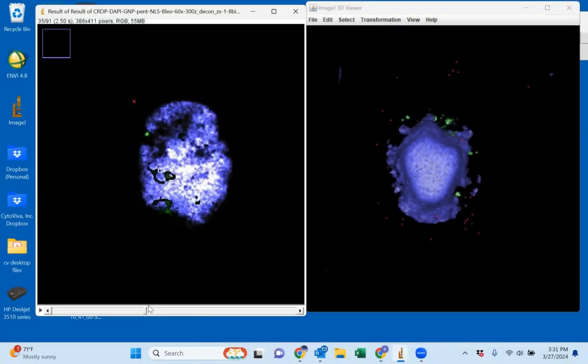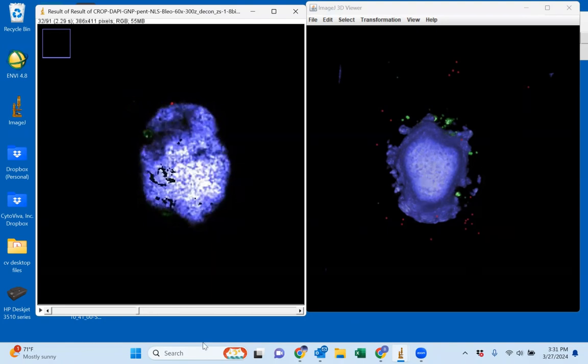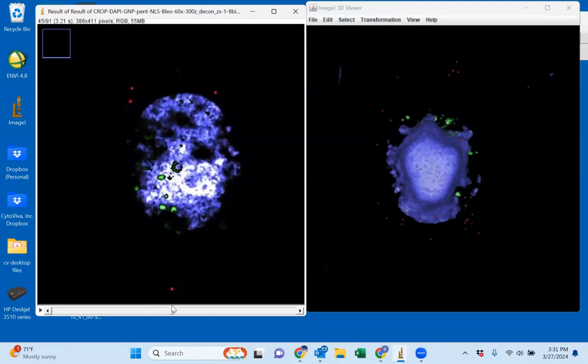Hey everyone, today we're going to talk about the CytoViva 3D optical system. The system is used to locate nanoparticles and other fluorescent material within a cell or tissue matrix, or even maybe a non-biological matrix. The example I'm showing here is a DAPI stained nucleus, and we see it also has some green and some red components.